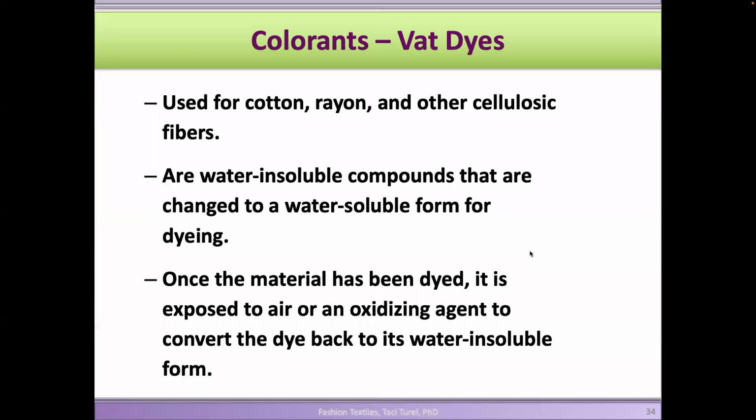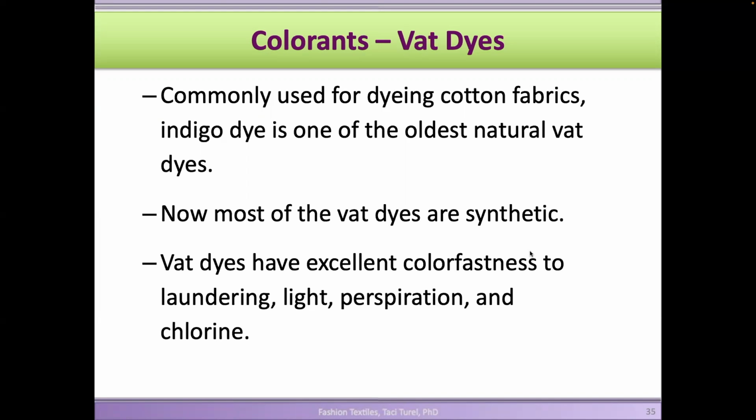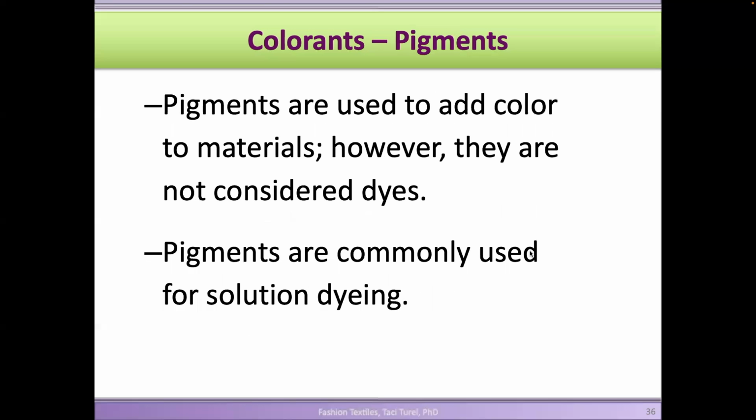Wet dyes, these are also used for cellulosic fibers. They are water insoluble, but they are changed to a water soluble form for dyeing. So one of the most popular wet dyes, and actually a natural wet dye, is indigo. This is what we use to dye our denim fabrics. And denim fabrics are generally made out of cotton, so wet dyes are used to make denim. Some wet dyes are synthetic, and they have great color fastness to laundering, to light, to chlorine, perspiration, and so on.